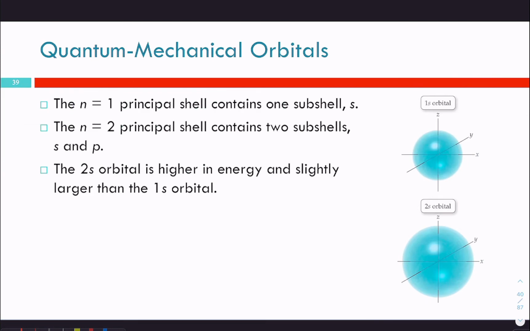So the n equals 1 principal shell contains one subshell, s. And the n equals 2 principal shell contains two subshells, s and p. The 2s orbital is higher in energy and slightly larger than the 1s orbital. So basically, take our 1s, make it a little bigger. Every time you jump up one of these energy levels, or principal shells, your orbital gets bigger.